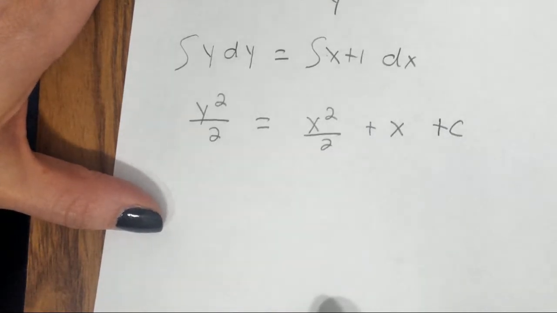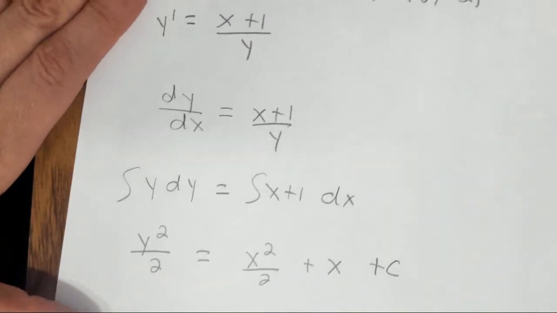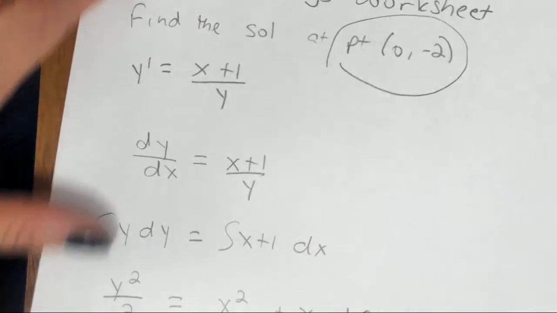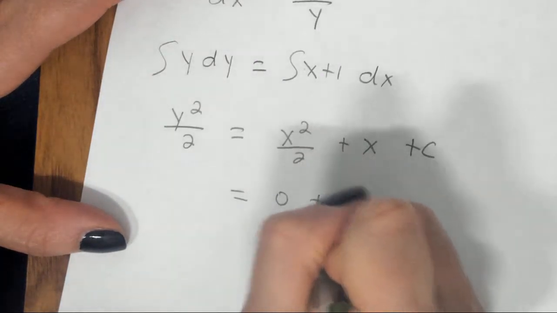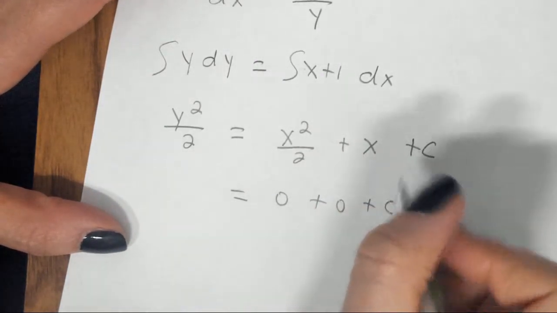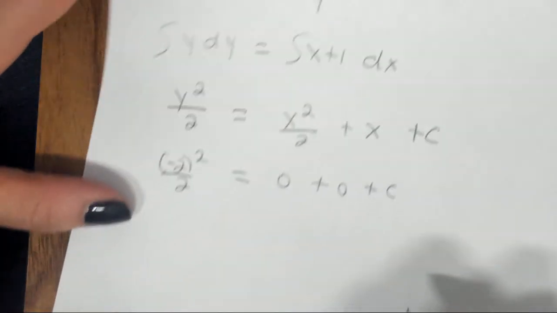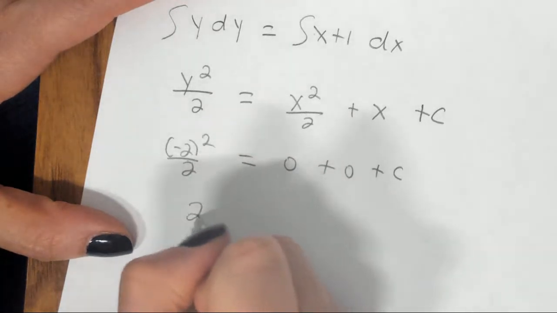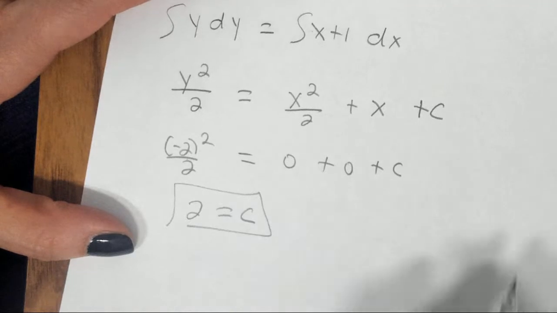Before I go any further and get y by itself, I can go ahead and figure out what c is, because we're looking for the solution at the point 0, negative 2. So wherever I see an x, I can plug in 0, and wherever I see a y, I can plug in negative 2. And so negative 2 squared is 4, divided by 2, I get 2 equals c. So I know what my c is.